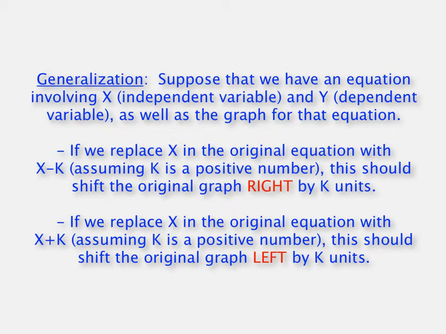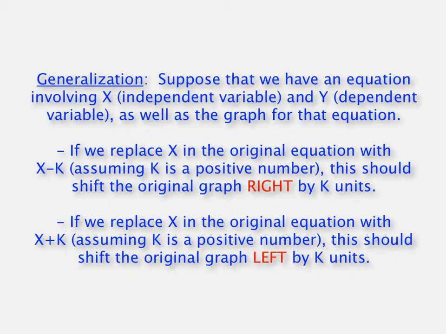Alright, now that we've got to investigate a whole bunch of examples, it's time to generalize our findings. Suppose that we have an equation involving x, or our independent variable, and y, our dependent variable, as well as a graph for that equation. If we replace the x in the original equation with an x minus k, this should shift our original graph to the right by k units.